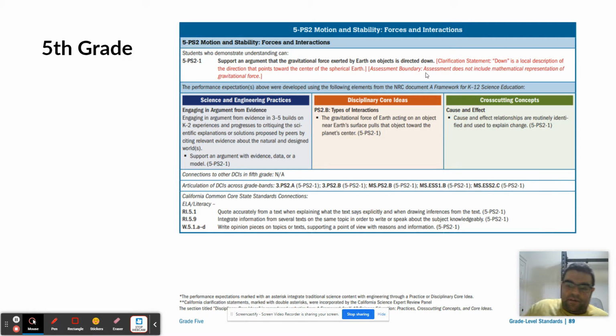RI 5.1 and 5.9, essentially, they want students to be able to retrieve a multitude of information based on a single subject and combine it to learn and come up with an idea that supports what they're learning, and to be able to quote the material they're referencing. And then writing 5.1 is for them to be able to write their opinions on topics.